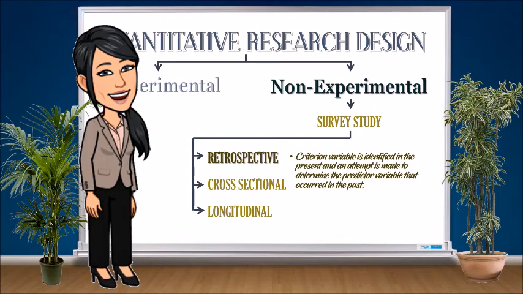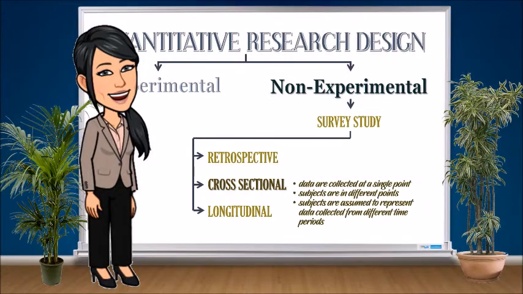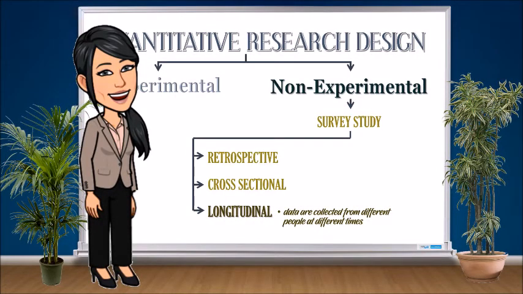The non-experimental research designs can be classified into three. The first one is retrospective. In retrospective, the criterion variable is identified in the present, and an attempt is made to determine the predictor variable that occurred in the past. The second is cross-sectional. In cross-sectional, the data are collected at a single point in time. The design requires subjects who are at different points, phases, or stages of an experience. The subjects are assumed to represent data collected from different time periods. The last is longitudinal. In longitudinal, the researcher collects data from the same people at different times.